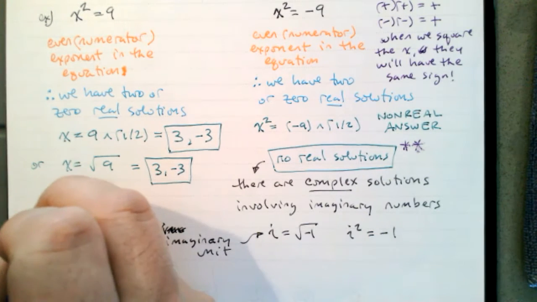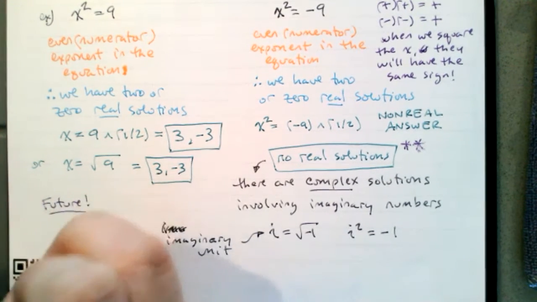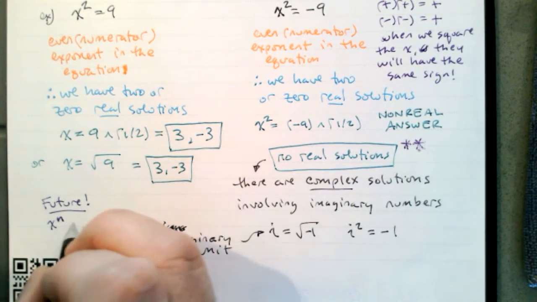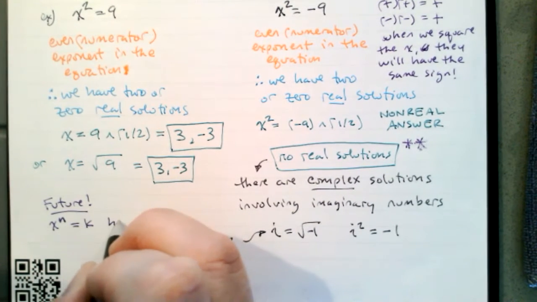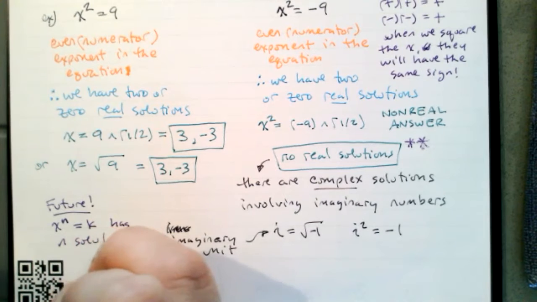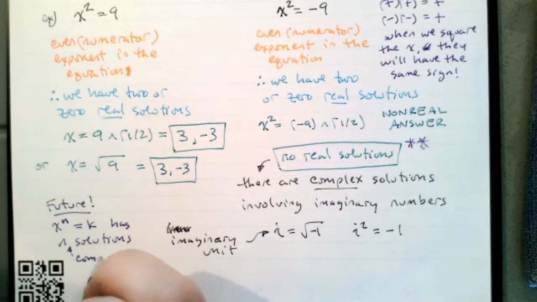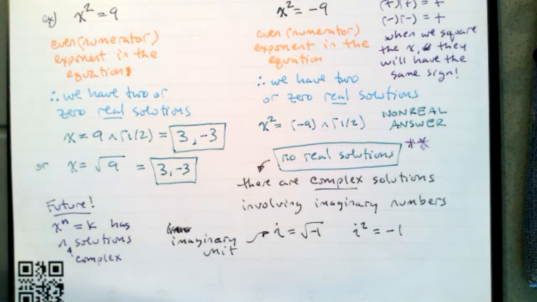So in future, if you have x to the n, where n is some positive integer, equals some constant, it has n solutions. But the solutions might be complex. So even if you have something like x cubed equals 8, our only real solution is 2, but there have to be 2 other ones that happen to be complex. So that's one level past once we learn the imaginary unit. Any questions?